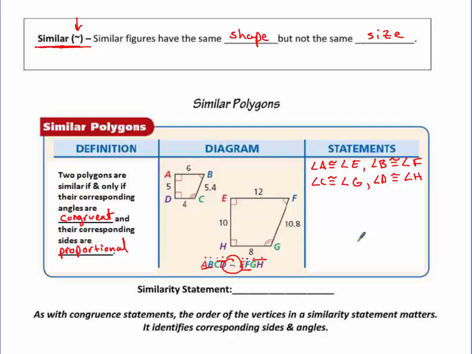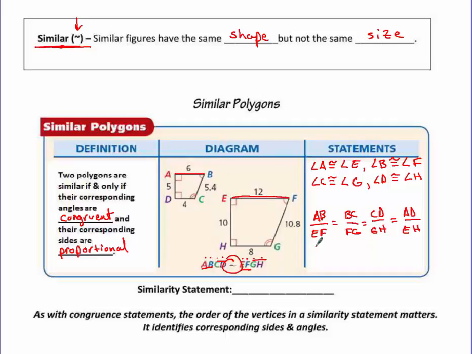But now what's really important is the proportional part. So segment AB over segment EF is equal to segment BC over segment FG, and that's equal to segment CD over GH, and that's equal to the last one, which would be AD over EH. And if you weren't sure where those letters were coming from, I'm doing AB over EF.